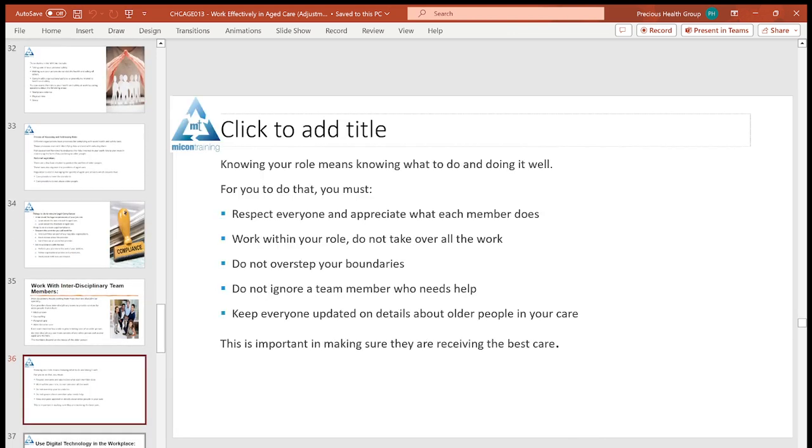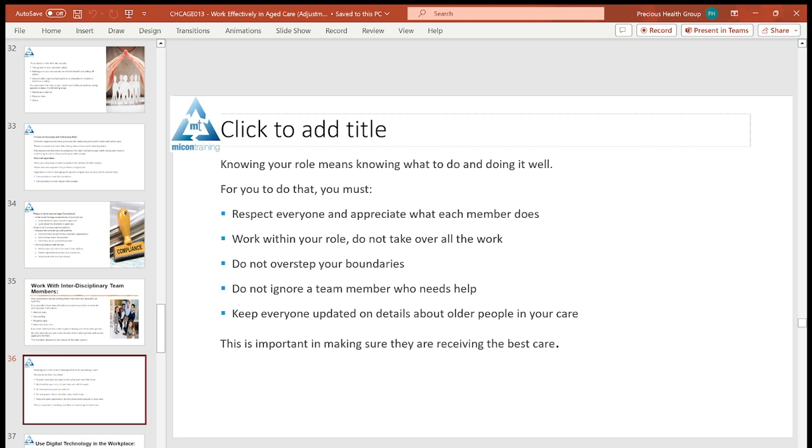of your clients. So knowing your role in this particular team setup is another very important thing, and for you to do that, you must respect everyone and appreciate what each member is doing or what they are bringing to the table. Work within your role and do not take over all the work or overstep your boundaries into other people's specialty. And do not ignore any team member who needs help.